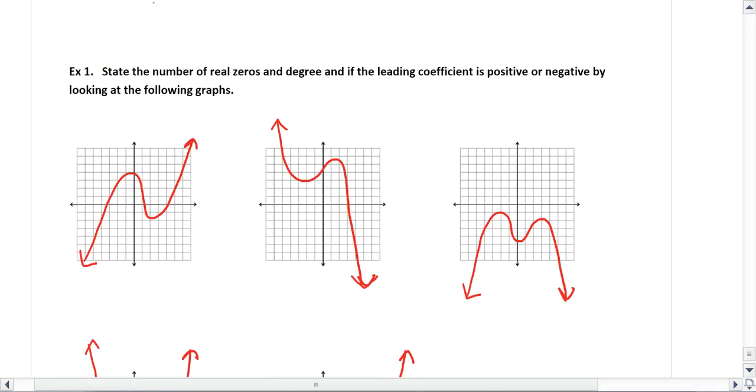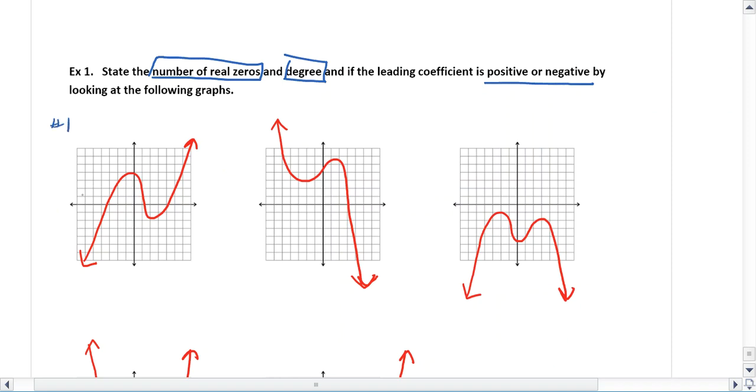All right, last thing we're going to look at. Just by inspecting the graph, you should be able to determine two things: the number of real zeros that the graph has and its degree. We can also tell if the leading coefficient is positive or negative just by looking at the end behavior. So let's look at this first graph. We'll call this graph number 1.